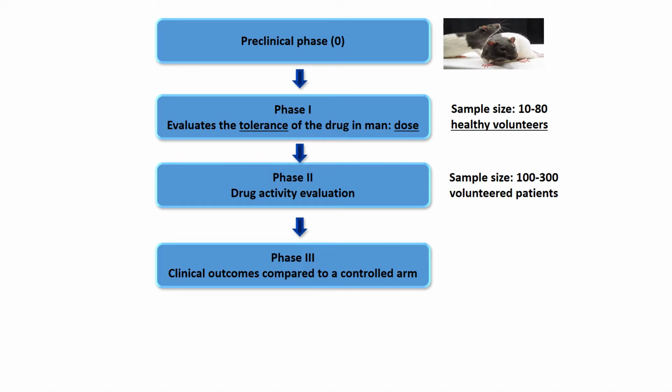Clinical outcomes are usually compared to a controlled arm. In other words, phase 3 of a clinical trial is actually a randomized controlled study in which patients would be randomized into a treatment arm, and those in the treatment arm would receive the new treatment, or the experimental drug, whereas patients randomized into the controlled arm would receive the standard treatment or the existing treatment. But in the absence of the standard treatment, they would receive a placebo.